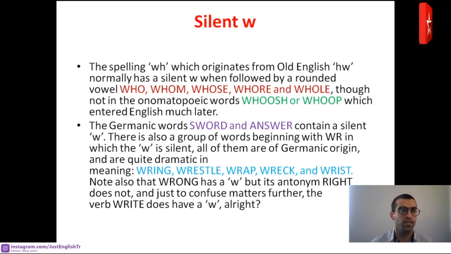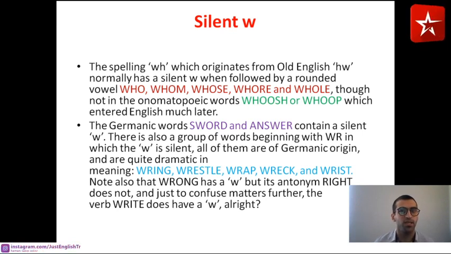And next one is about silent W. As you see, the words with different colors, how can we pronounce them correctly? The spelling WH, which originates from Old English, normally has a silent W when followed by a rounded vowel, like who, whom, whose, and who'll, though not in onomatopoeic words like whoosh and whoop, which entered English much later. And the Germanic words such as sword and answer contain a silent W.